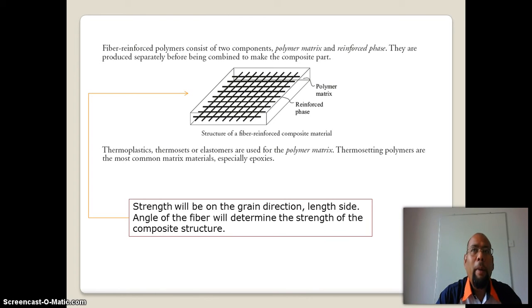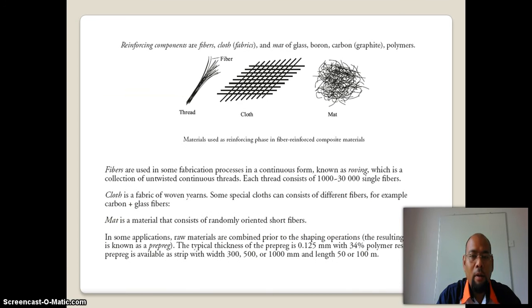Unlike metal, where in every side or every direction they have a specific strength, every side of the metal has the same strength that you cannot customize. But for composite material, the beauty is that we can customize the composite structure.